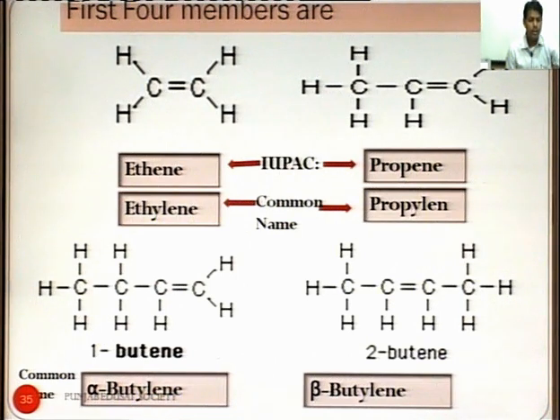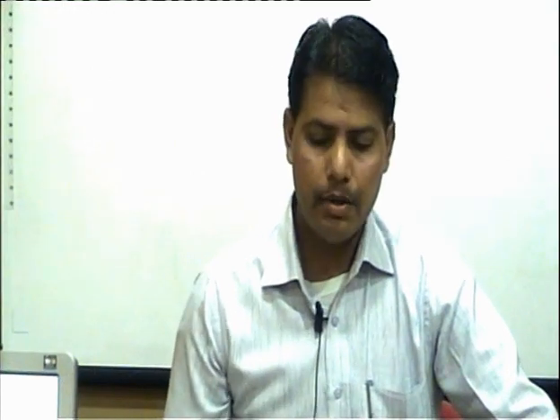If the double bond is at the first position, then it is 1-butene. If the double bond is at the second position, then it is 2-butene. Common names are alpha-butylene and beta-butylene.